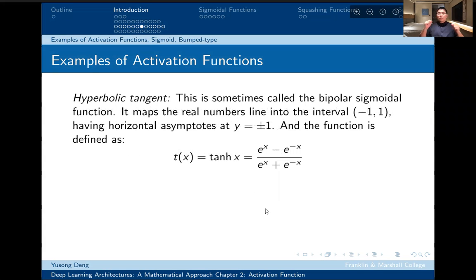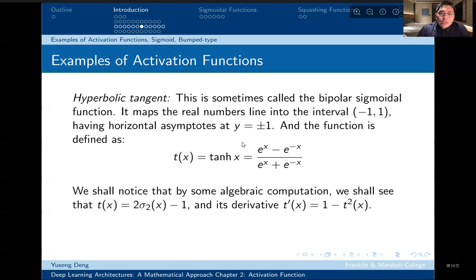Okay. Another sigmoid-like function we call the hyperbolic tangent. Hyperbolic tangent is something many of you are really familiar with. Sometimes we call this function the bipolar sigmoidal function, and it maps the real number line into the interval from -1 to 1, having horizontal asymptotes at y equals positive and negative 1. The function is defined as just the hyperbolic tangent function.